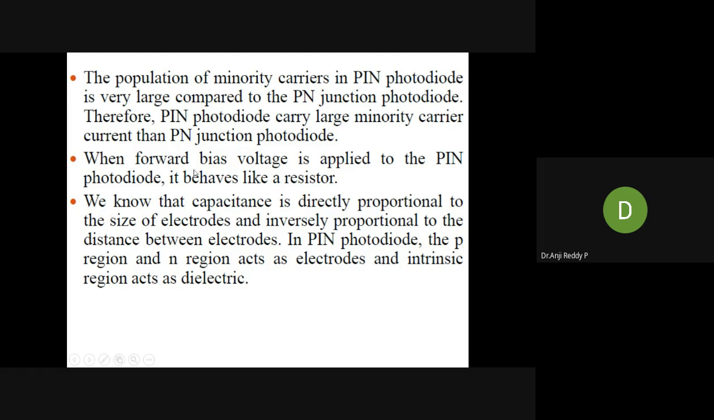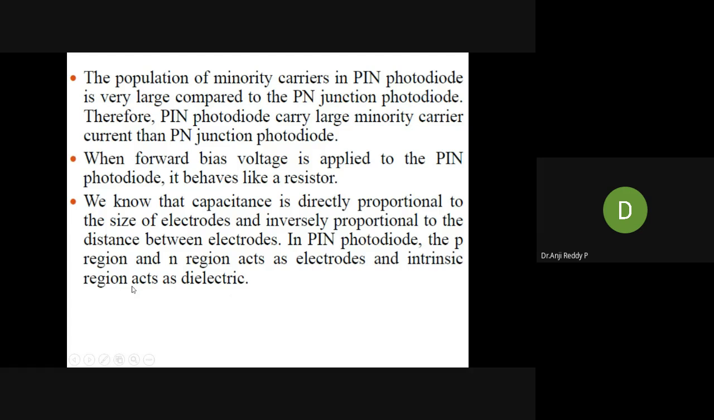When we connect in forward bias, the pin photodiode behaves like a resistor. We know that capacitance is directly proportional to the size of the electrodes, and inversely proportional to the distance between the electrodes. In a pin photodiode, the P region and N region act as electrodes and the intrinsic region acts as a dielectric.